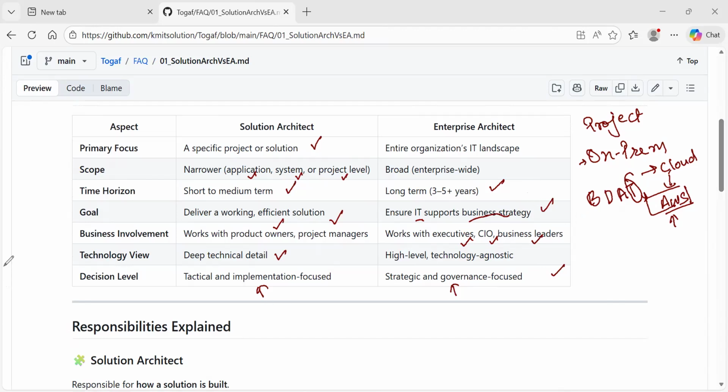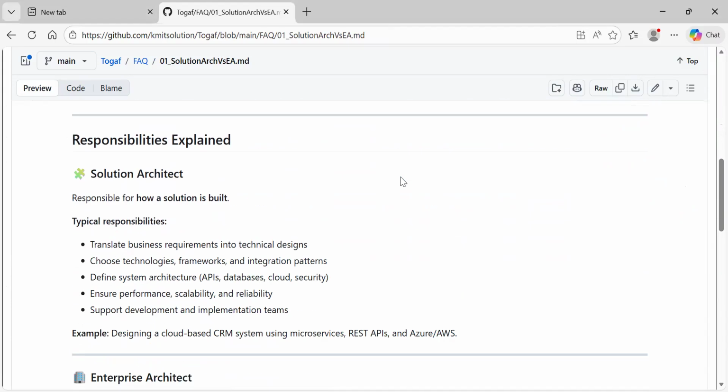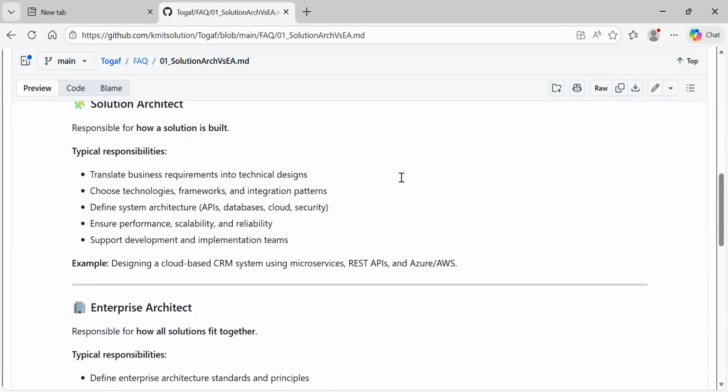Let's see the responsibilities of the solution architect and the enterprise architect. When we talk about the solution architect, what kind of responsibility does the solution architect have? Typically, he has to build a solution. Like I was giving the example of a cloud-based environment, AWS.